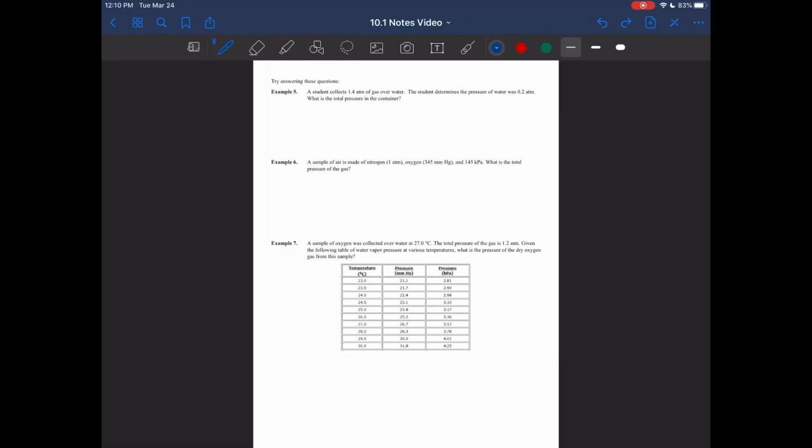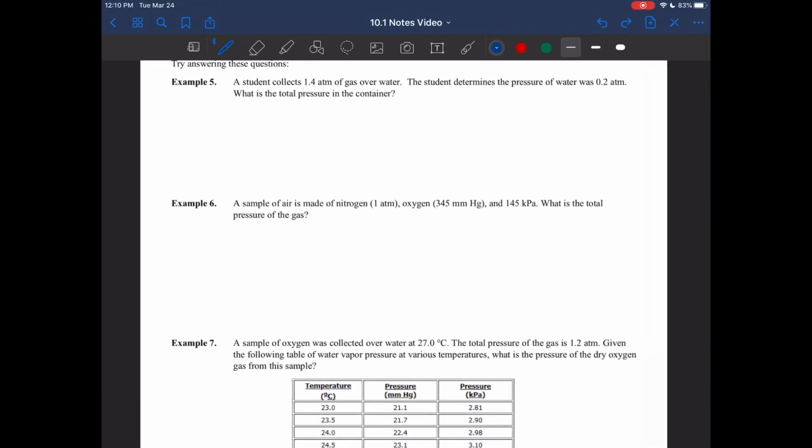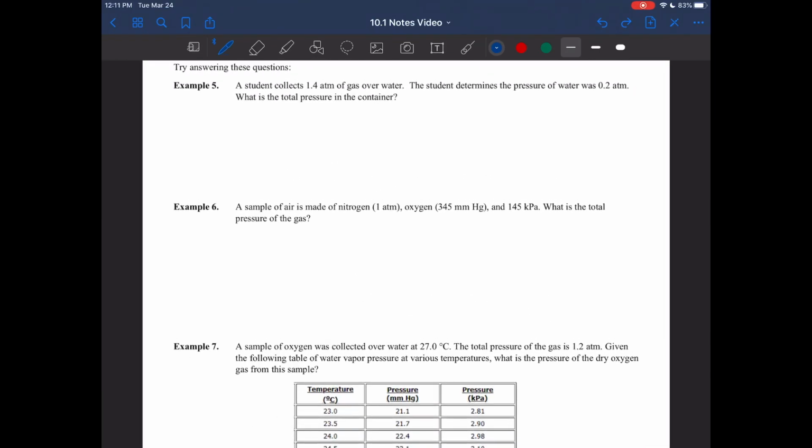So let's look at a couple of examples here. A student collects 1.4 atmospheres of gas over water. The student determines the pressure of water was 0.2 atmospheres. What is the total pressure in a container? Okay, so 1.4 atmospheres of gas over water.